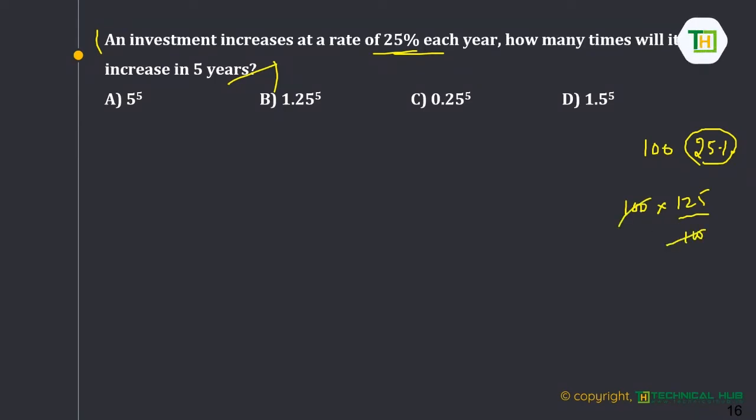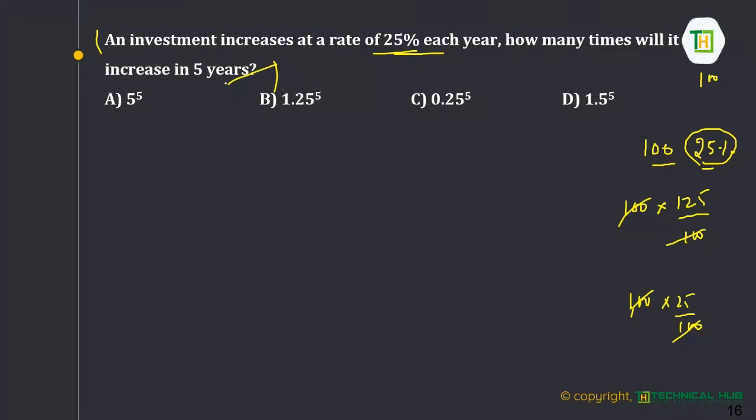So two ways are there. First of all, you calculate the 25% value of 100. So 25 rupees is the increase. Then you add the 25 to the initial value, and you will get the final value. Or, any value is always 100%, so 25% increase means the new value is 125. So 100 into 125, so directly I'm calculating.